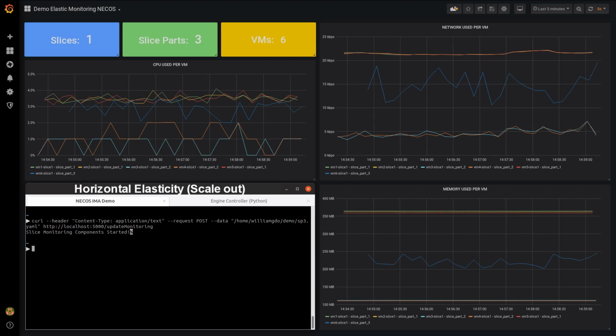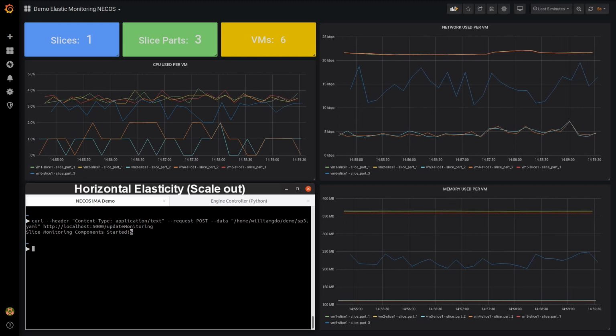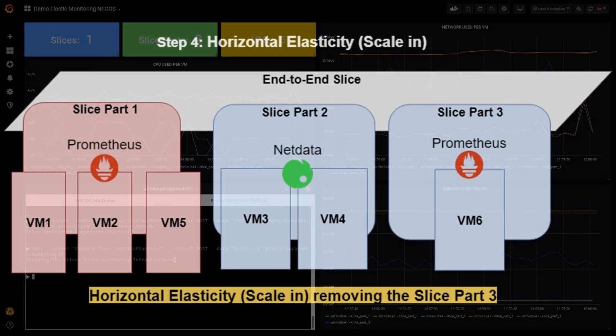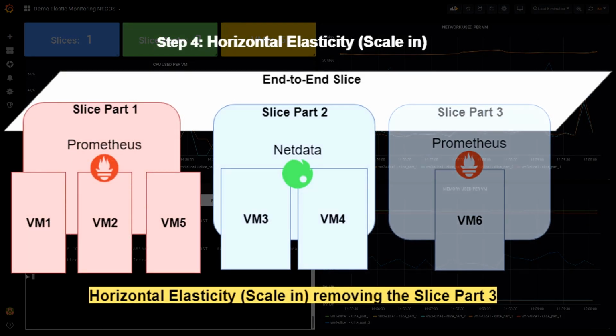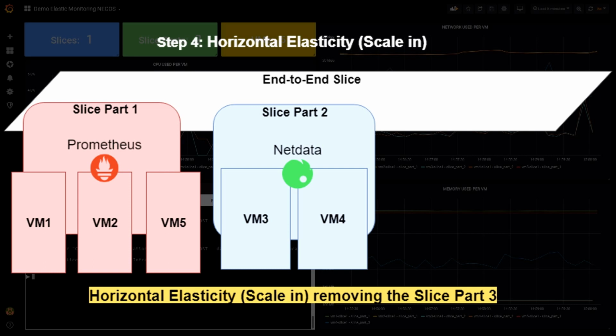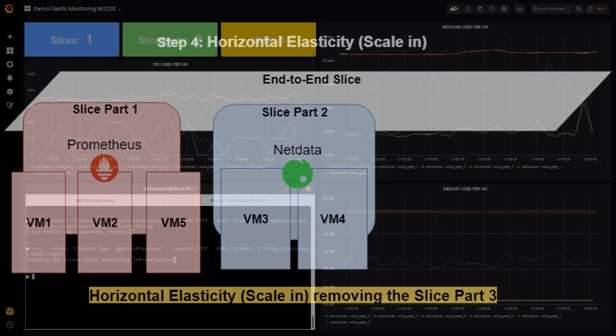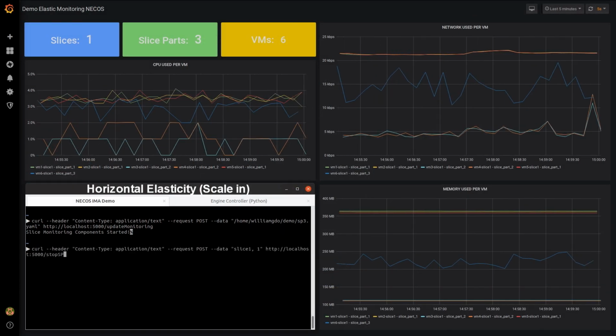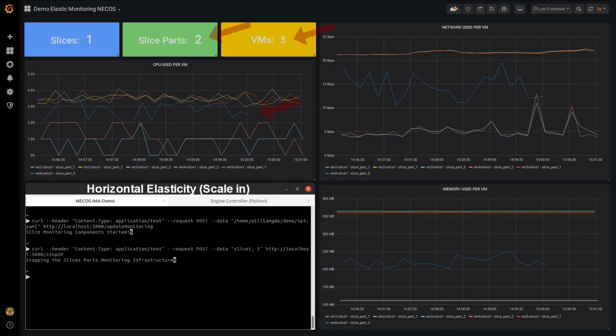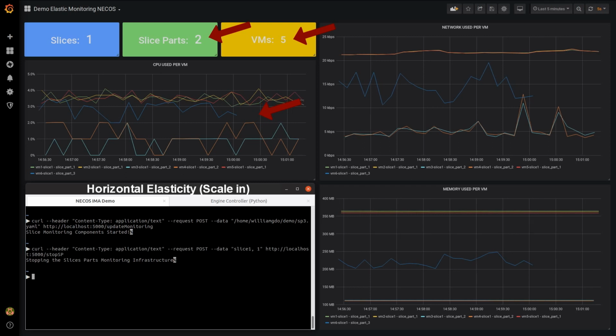The next operation is the horizontal elasticity scale in. We will remove the slice part previously deployed, so the number of slice parts and the number of VMs will decrease by 1, and the blue line stopped, together with the metrics, in the Grafana dashboard.